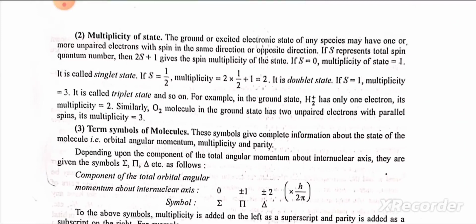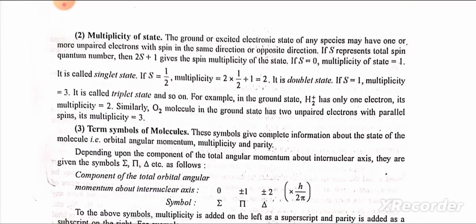Multiplicity of state. The ground or excited electronic state of any species may have one or more unpaired electrons with the spin in the same direction or opposite direction. If S represents total spin quantum number, then 2S plus 1 gives the spin multiplicity of the state. If S is equal to 0, multiplicity of state is equal to 1. It is called singlet state.